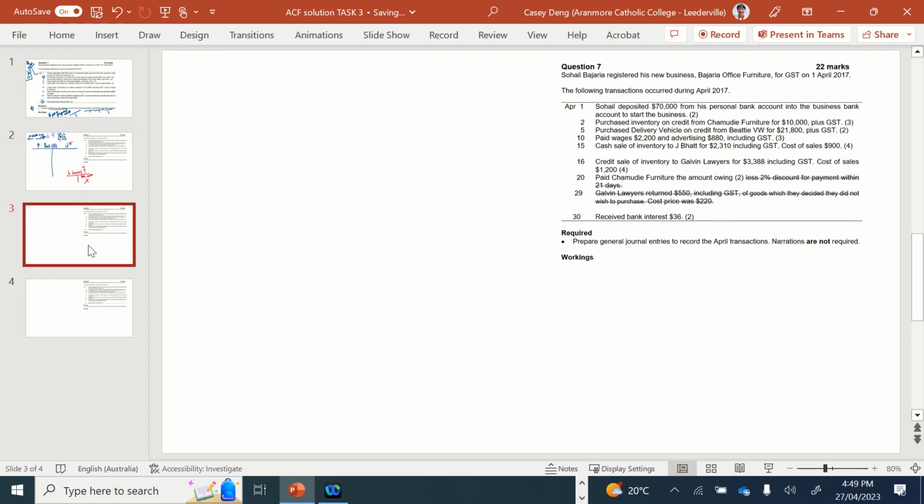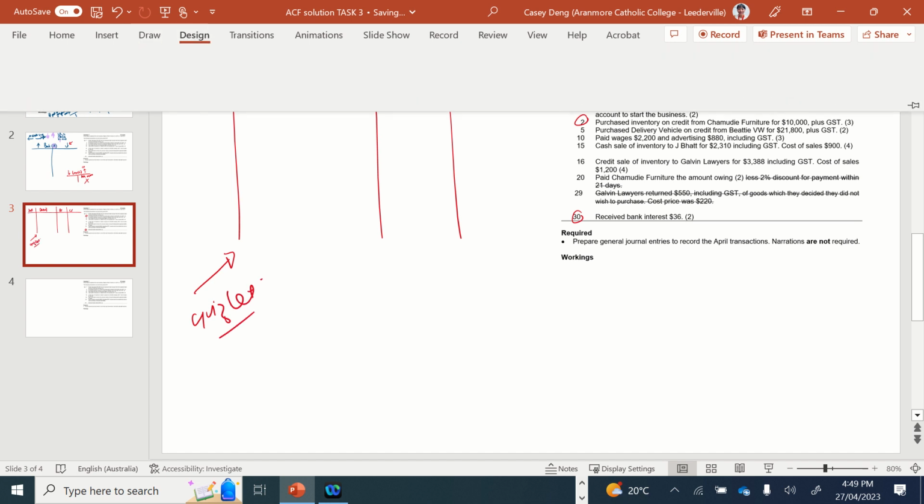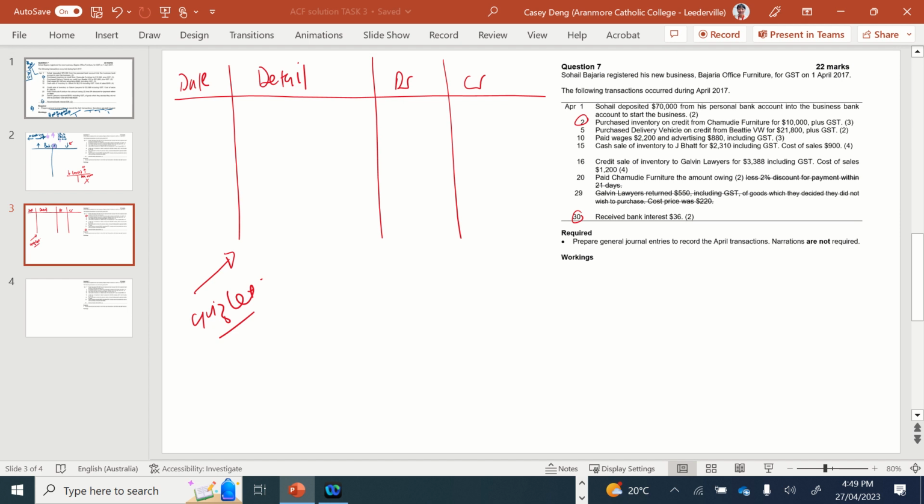Okay, so now I'm going to start with the 2nd and the 30th. Date, detail, debits, credit. And this you can please check using Quizlet, and the solutions as well. And you can test yourself by making up transactions for yourself. 2nd of April, purchase inventory on credit plus GST. Anytime there's GST, I know either my GST credit or GST payable changes. Inventory, asset goes up. I made a purchase, so I get that extra GST back.